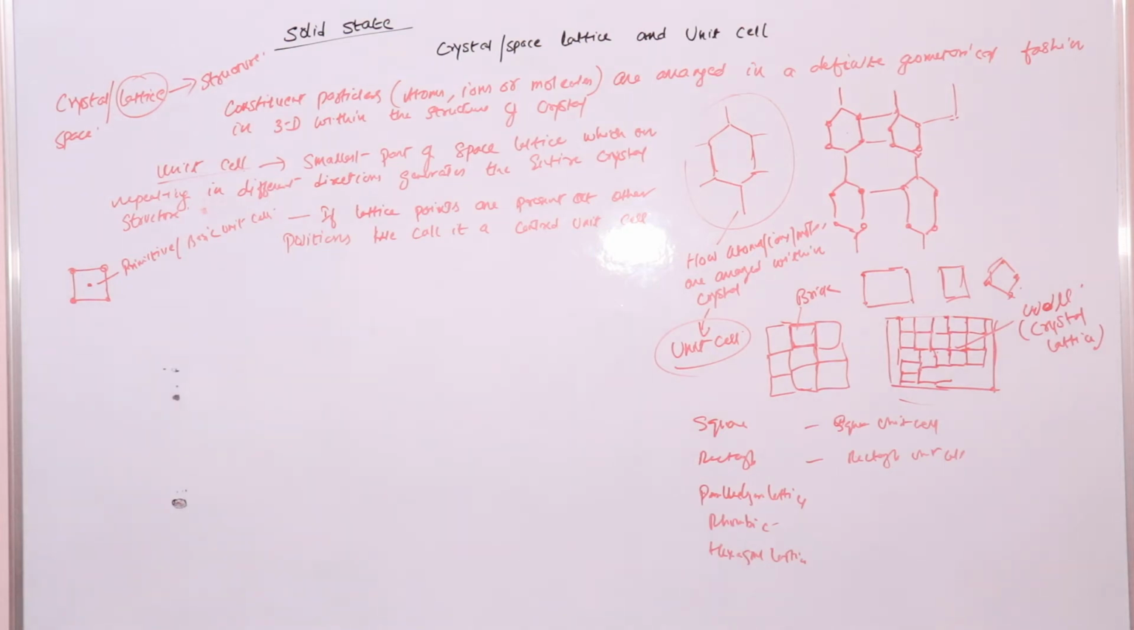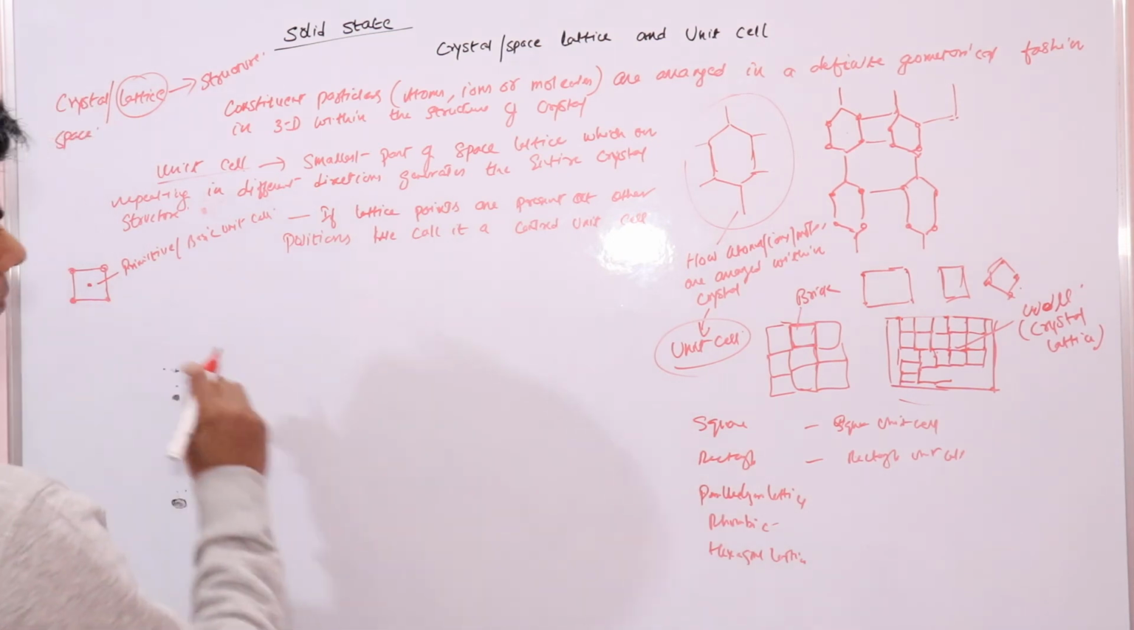Now there are some important characteristics of these crystal lattices. What do we call these points? The points that I represented are known as lattice points. And we have already discussed that each point in the crystal lattice represents the location of the atom, ion, or molecule in the structure of the crystal. The points are joined by lines just to represent the geometry of the lattice.